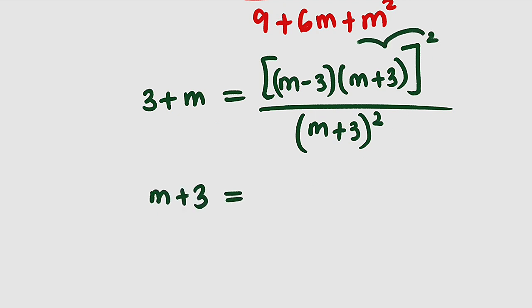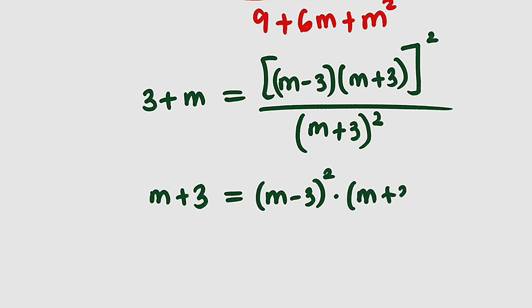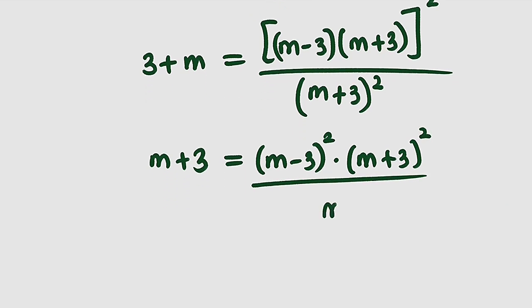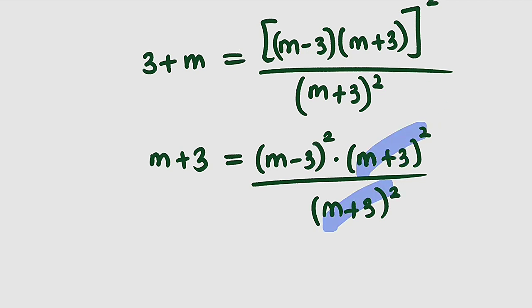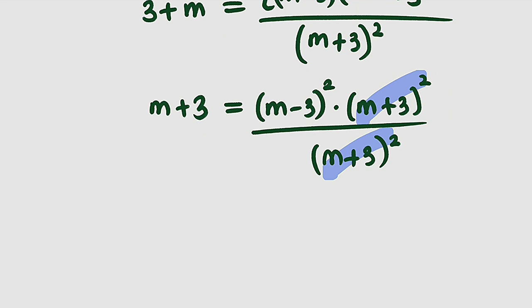Equal to, you can distribute this exponent to these two factors. So we have m minus 3 squared times m plus 3 also squared, divided by what? m plus 3 also squared. Just look at it. This will cancel this. We only have m plus 3 equal to m minus 3 whole squared.